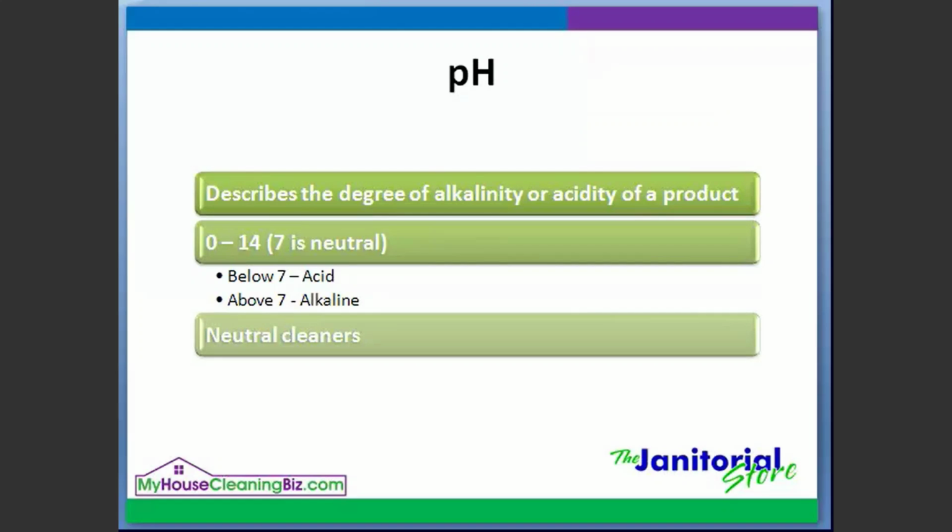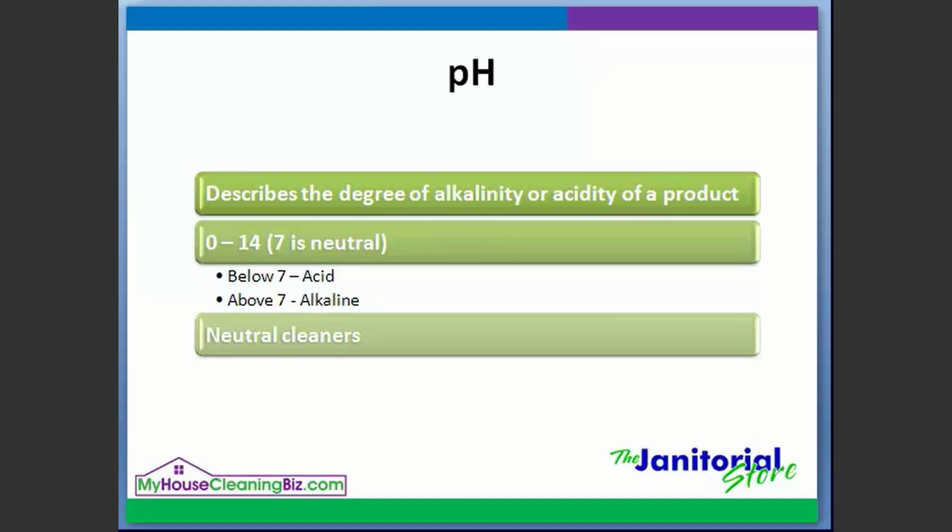pH is a term describing the degree of alkalinity or acidity of a product. The pH scale ranges from 0 to 14, in which 7 is neutral. The range below 7 represents the acid scale, with a 6.5 rating slightly acidic. The lower the number, the stronger the acid. On the acid scale, a pH of 2 is 10 times more acidic than a pH of 3, and 1,000 times more acidic as a pH of 5.